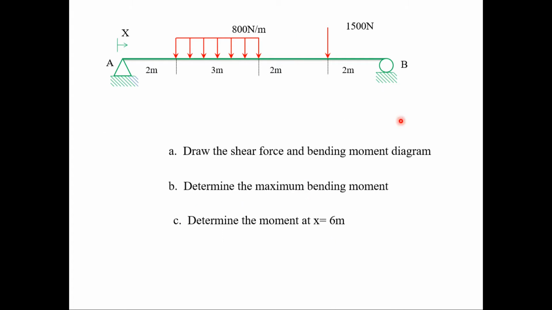So I have this simply supported beam subjected to a uniformly distributed load of 800 Newton per meter and a concentrated load of 1500 Newton. So the question asks us to draw the shear force and bending moment diagram, determine the maximum bending moment, and finally estimate the moment at a location when x is equal to 6 meters from the left support of the beam.